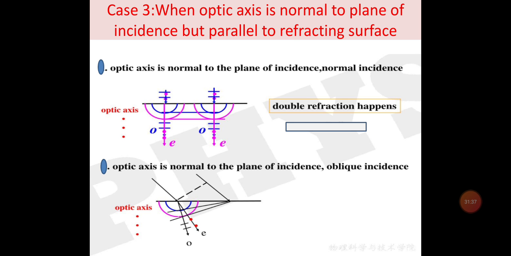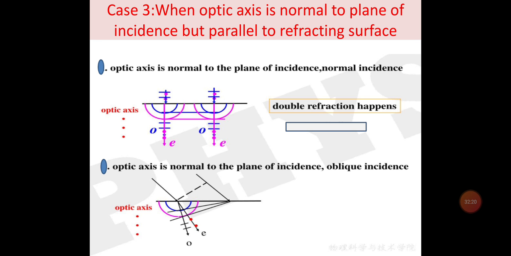Now we will discuss the next case, when the optic axis is normal to the plane of incidence but parallel to the refracting surface. This case is also shown here. I will first discuss the oblique incidence. In this case the optic axis is shown by the dots and it is parallel to the surface but perpendicular to the plane of incidence. As the O wave and E wave surfaces are figures of revolution about the optic axis, they are drawn in the form of circles. One circle is in blue color and one circle is in pink color.